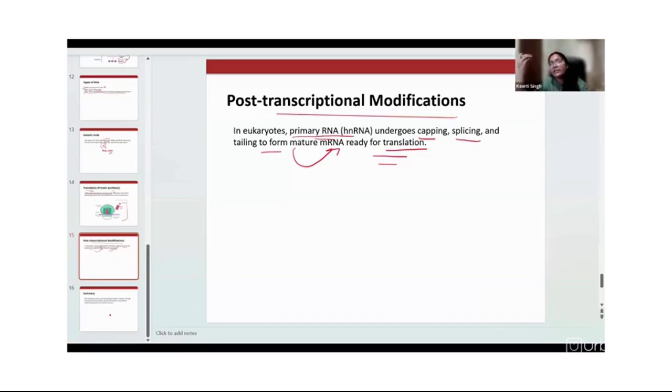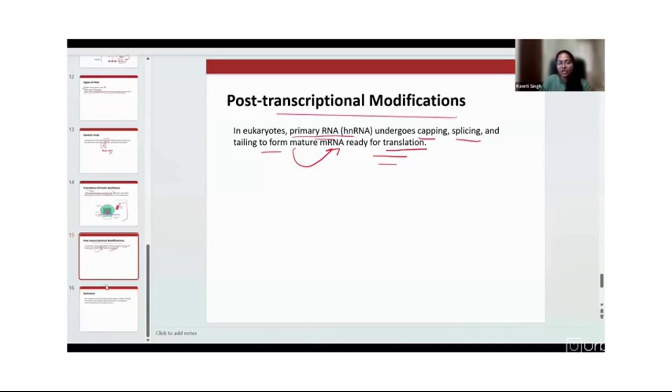So it is an additional process that the primary RNA undergoes. It's not that the RNA is synthesized by complementary base pairing and then directly used in the process of translation. No, before translation, this primary RNA will undergo various processes, which are capping, splicing and tailing, that we will read when we study this process in detail. And then that mature RNA is ready for translation, right?